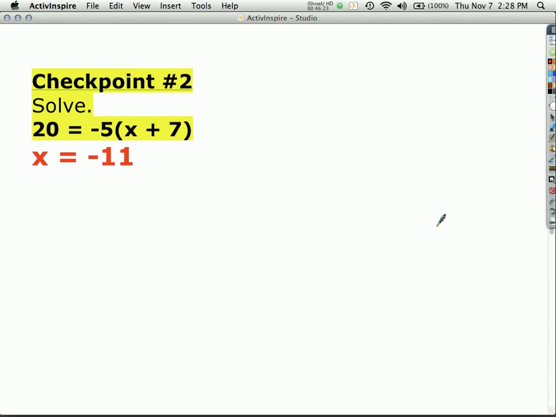Because look, if I put a negative 3 right here, that's negative 3 plus 7 is 4. 4 times negative 5 is negative 20. So it doesn't work. So if you put negative 3, you should have known it was wrong. I'm not saying you should have been able to figure out the right answer, but I'm saying you should have known it was wrong.